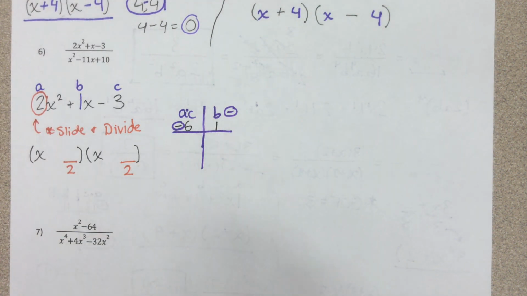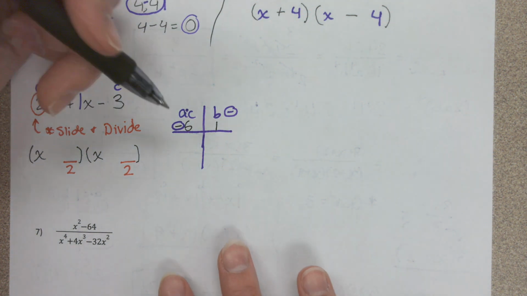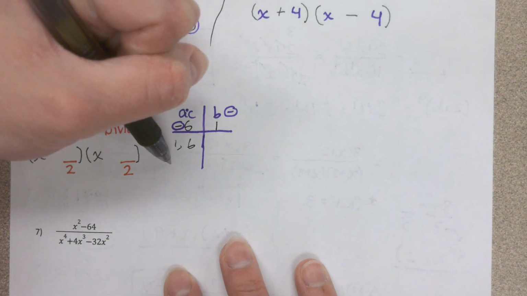Anytime your AC is a 6, I want you to write out both pairs of factors. Because if that B is a 5, it could be 1 and 6 or 2 and 3. And that problem catches a lot of students off guard. So it's just a pro tip from me. 6, we have 1 and 6, 2 and 3.